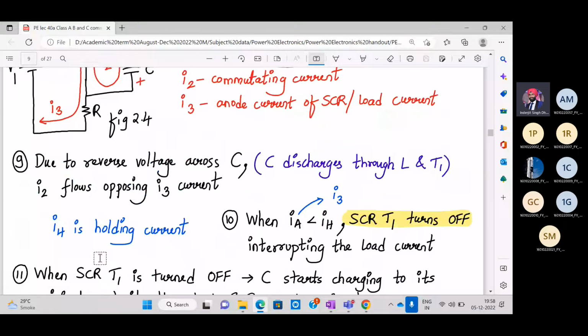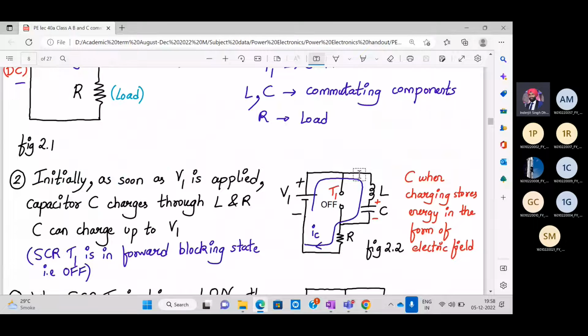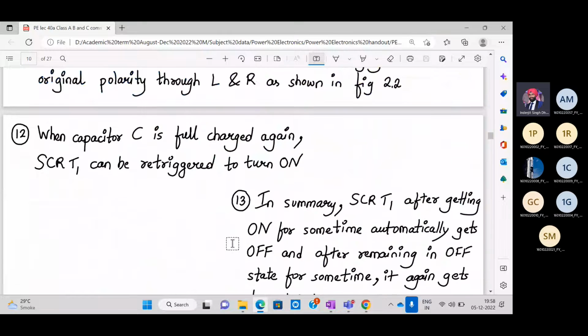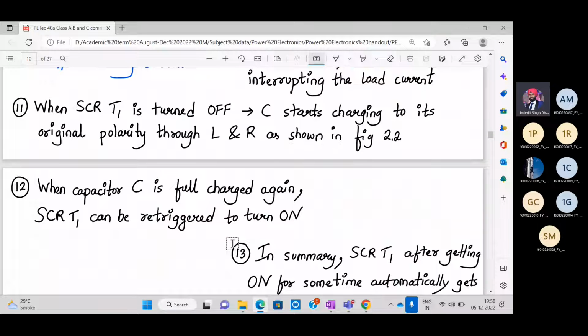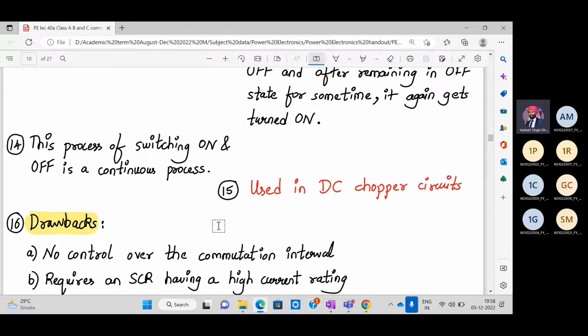As shown in 2.2, the capacitor will again start charging because the SCR is turned off. And when the capacitor is fully charged again, the SCR can be re-triggered to turn on. So in summary, SCR T1, after being on for some time, automatically gets turned off, and after remaining in the off state for some time, it can be triggered on again. This process of switching on and off is continuous. This type of class B commutation is used in the DC chopper circuit.